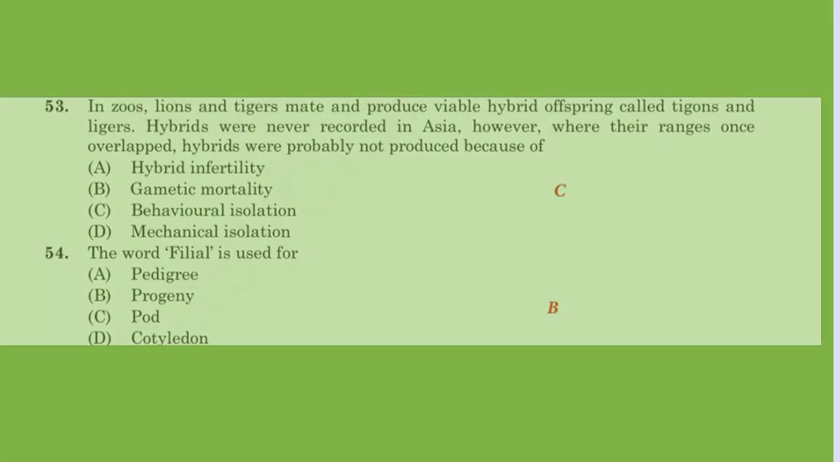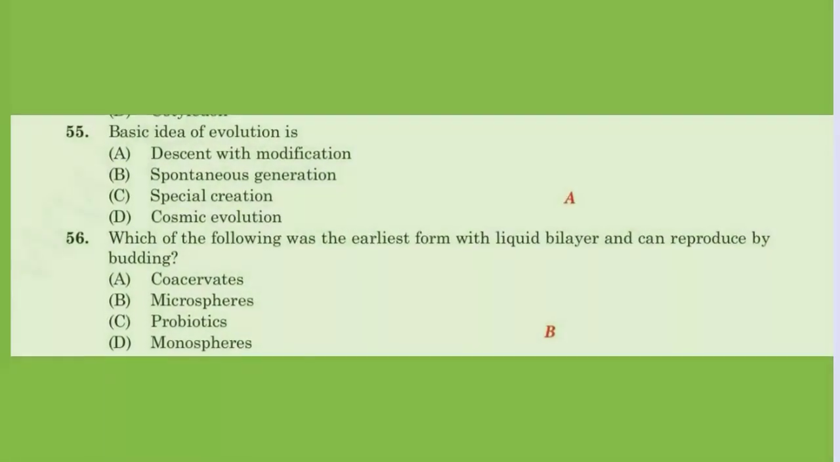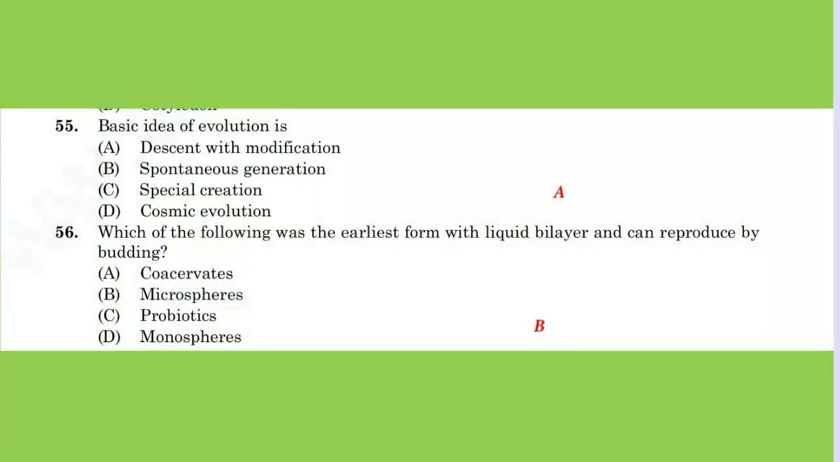Then the next question: the basic idea of evolution is descent with modification. Option A is the answer of this question. Descent with modification means that traits are passed down from generation to generation and sometimes undergo changes or modifications over time. These changes may be caused by natural selection or even a mutation of DNA.